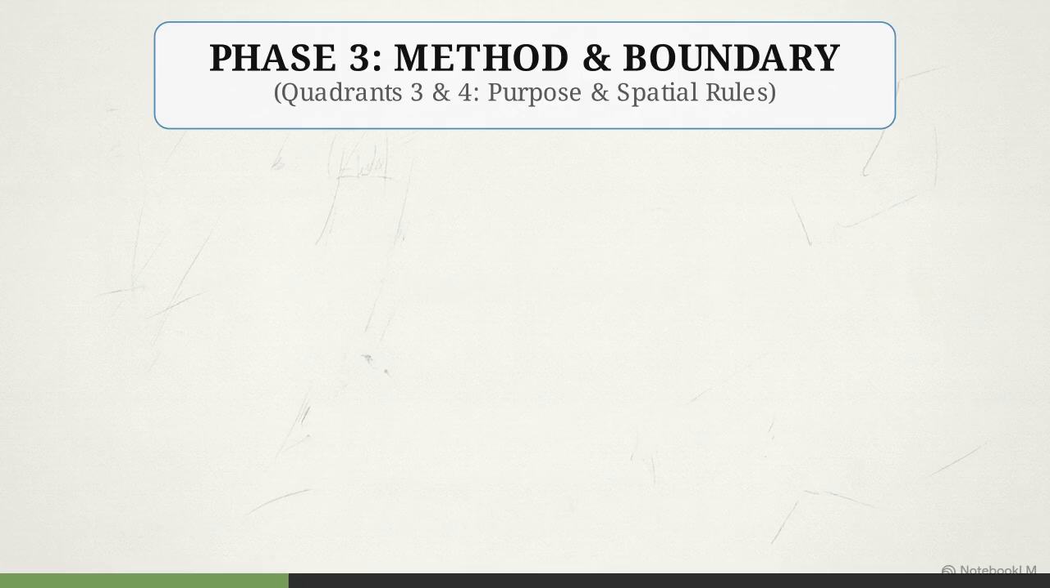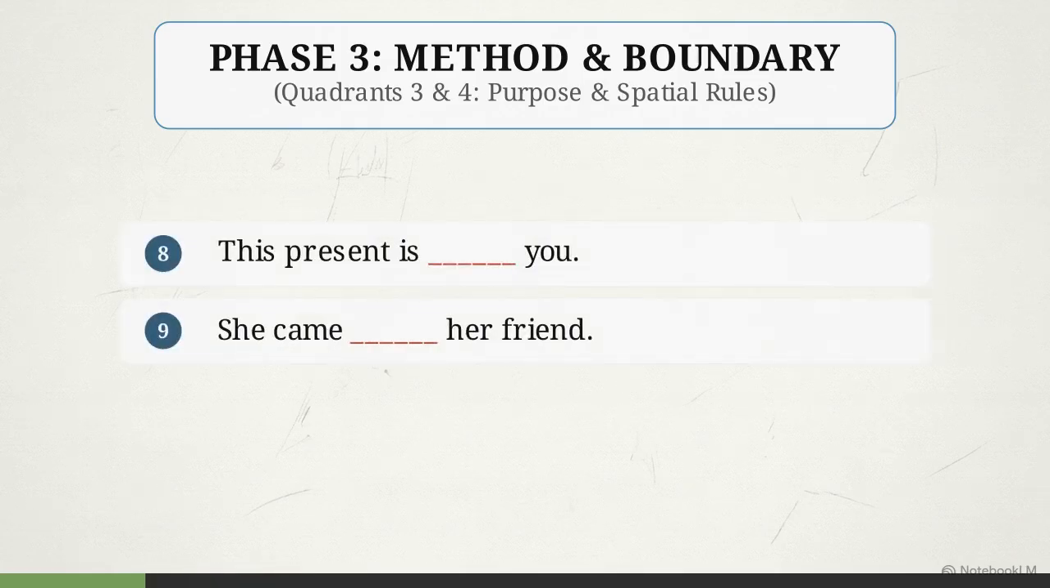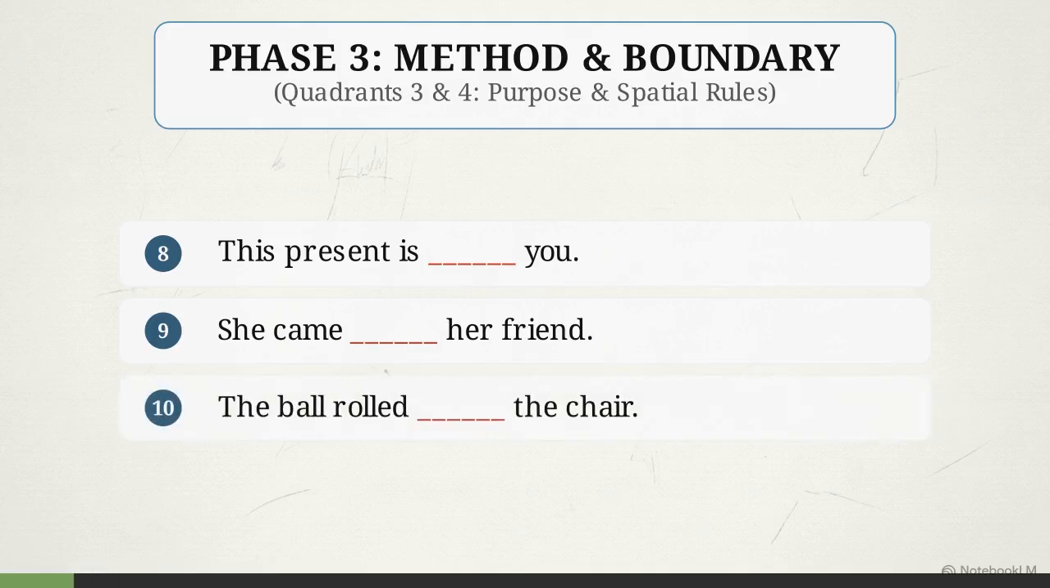Phase 3. Identify methods and boundaries. This present is blank you. She came blank her friend. The ball rolled blank the chair.